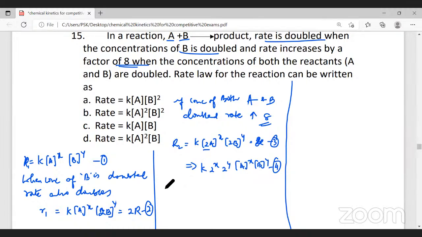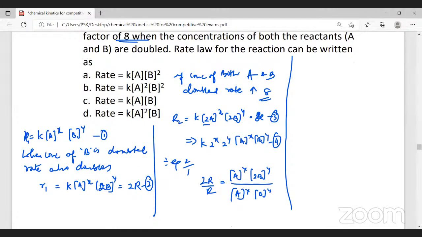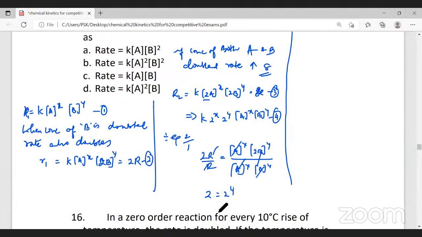Dividing equation 2 by equation 1: 2R by R will give A to the power X into 2B to the power Y divided by A to the power X into B to the power Y. So 2 will be equal to 2 to the power Y. A to the power X gets cancelled, and B gets cancelled. So 2 to the power 1 is equal to 2 to the power Y, or we can write Y is equal to 1. So we have found the order with respect to B.